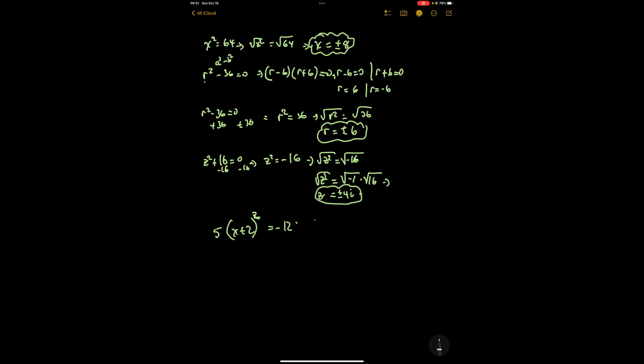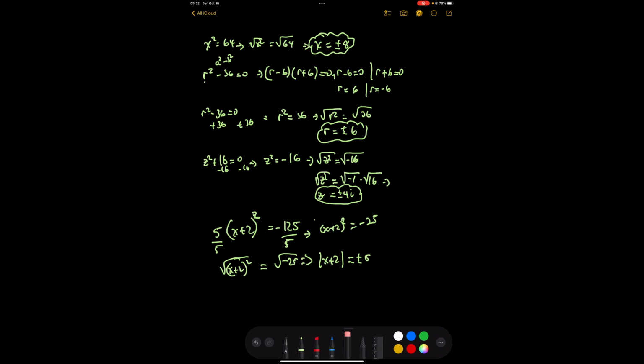equals negative 125. So first thing I'm going to do, I'm going to divide by 5 on both sides, right? So I get (x plus 2) squared equals negative 25. And now I'm going to take the square root of both sides. So the square root of (x plus 2) squared equals the square root of negative 25. So that would be the absolute value of x plus 2, which is equal to what? What is the square root of negative 25?